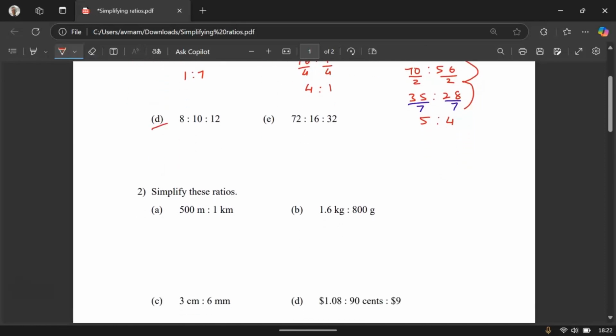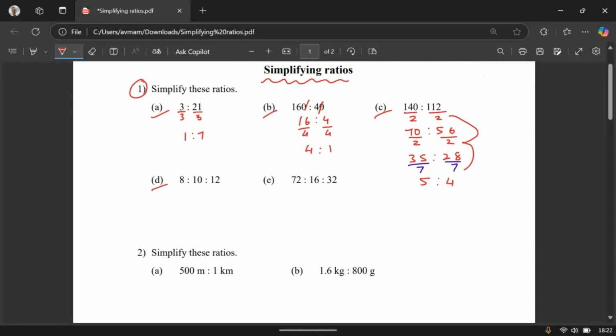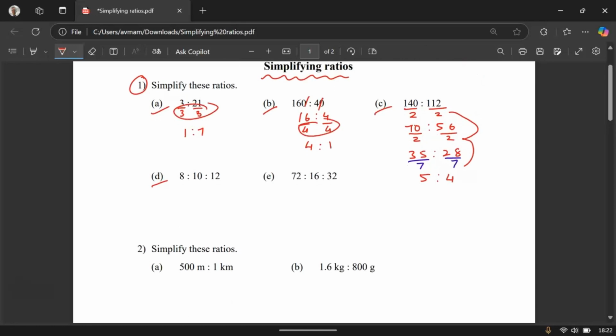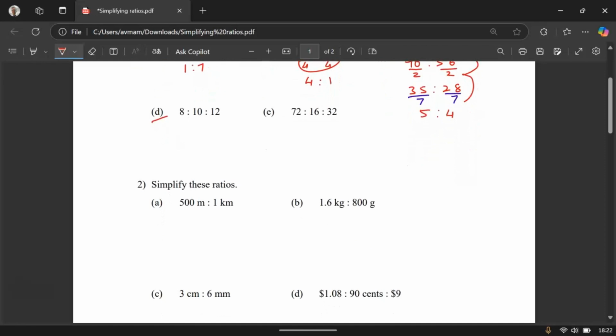In part D, let us not write out how we wrote over here. We are dividing by what? Let us try and do it mentally. Okay, let's divide by 2. All of these three numbers in the ratio, we will get 4 to 5 to 6, and that's that. We can't simplify any further.